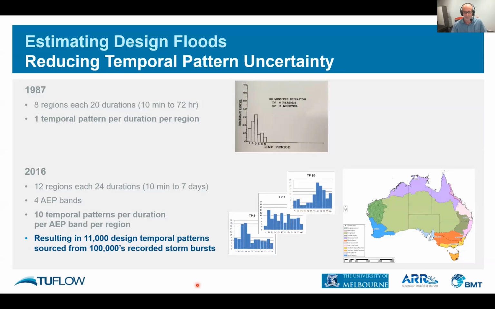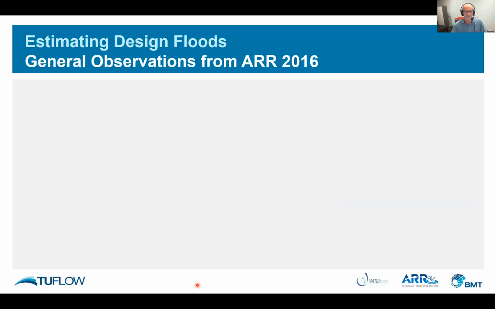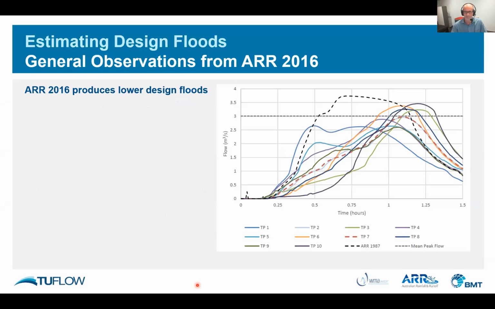And how does it work in reality, or what are some of the observations that we've had from applying this new approach? So one thing is that the 2016 ARR is tending to produce lower design floods. I mean, this is a general comment. There might be situations where that's not the case.